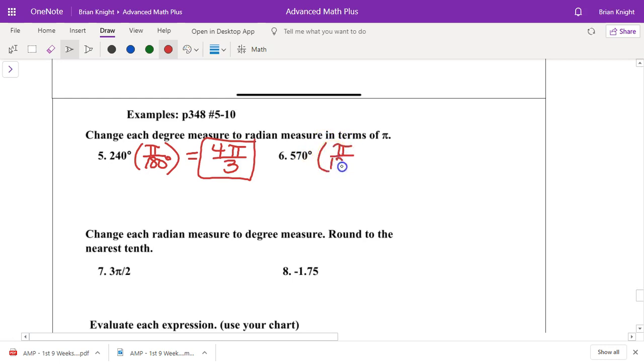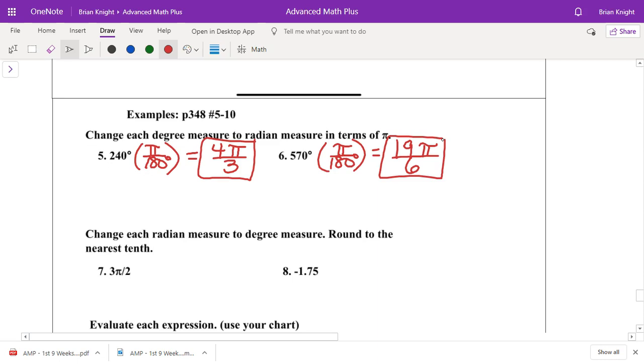Number 6, the same way. Pi over 180. And again, you're saying 570 divided by 180. Hit math, enter, enter. And what does that give you? 19 pi over 6. Any questions on how to convert degrees to radians?